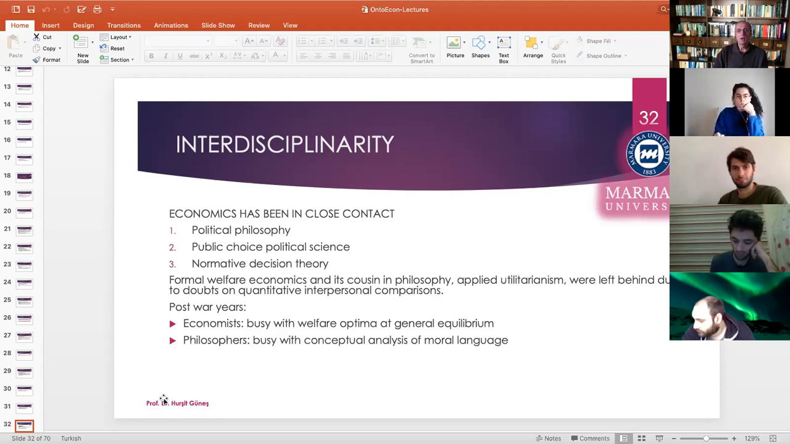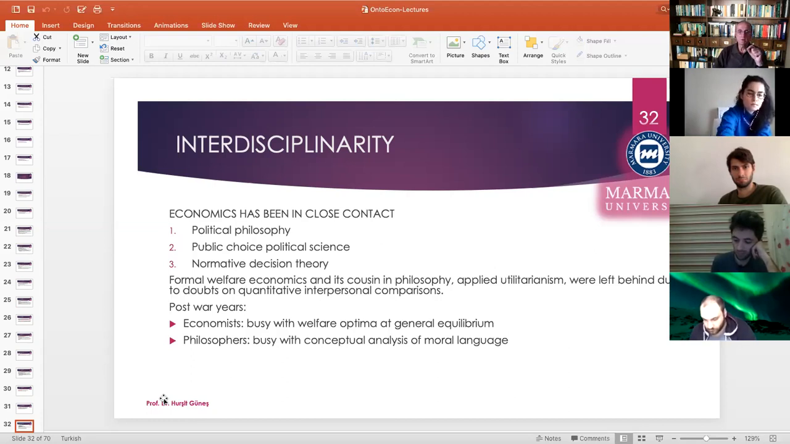Now, the formal welfare economics, this kind of, were left behind due to the doubts on quantitative interpersonal comparisons. Now, as interpersonal comparisons were not made or could not be made by welfare economics, they were left behind. So the formal, the conventional welfare economics is something old, something past.